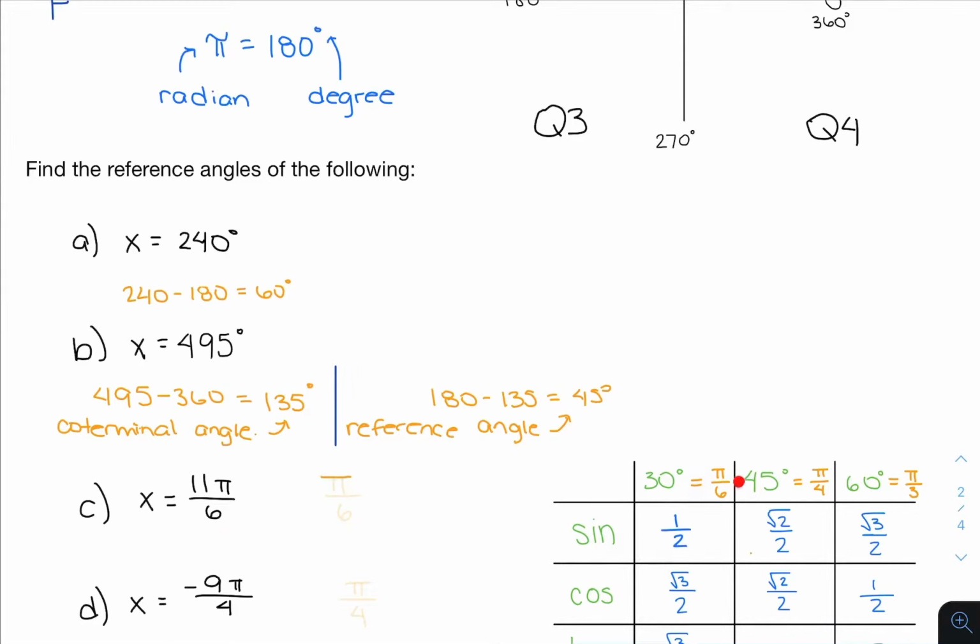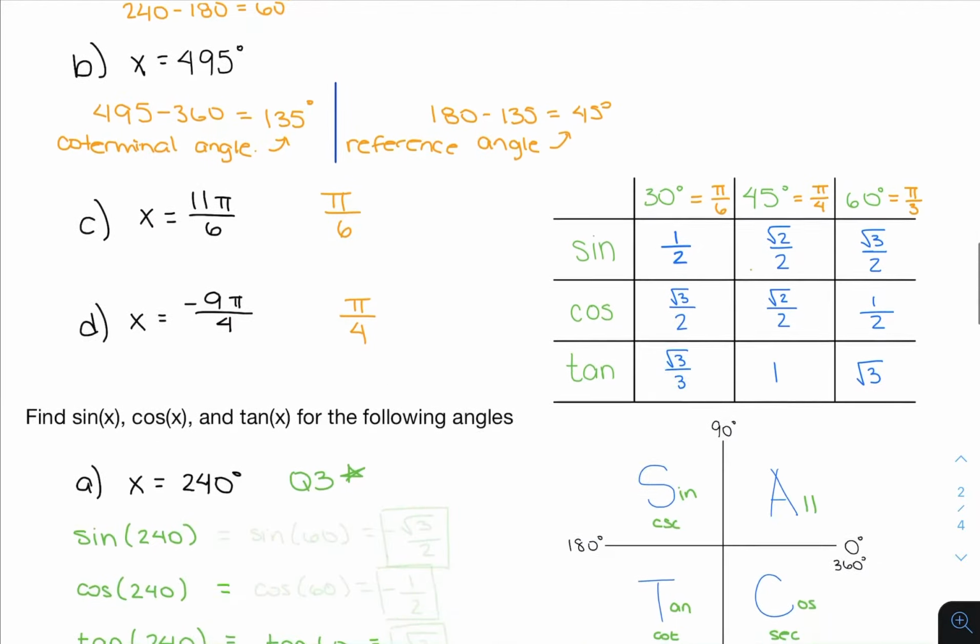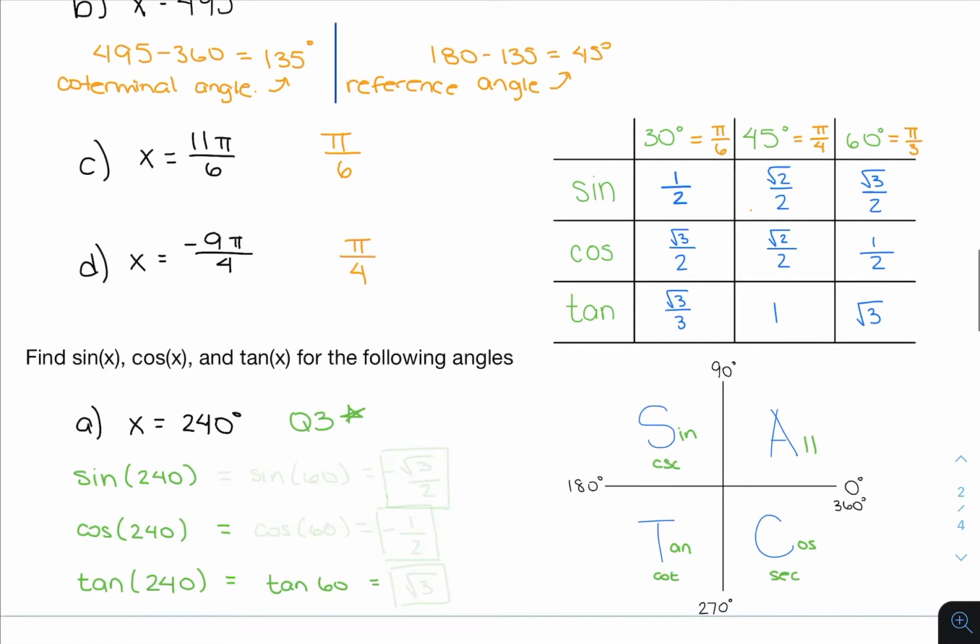And that's because 11 pi over 6 is the same thing as pi over 6 added 11 times. And one easy way to determine the reference angle whenever it's in radian form is just by looking at the denominators. So in this case, they're both 6. This means that the reference angle for negative 9 pi over 4 is just pi over 4, because again, they have the same denominator. So sine, cosine, and tangent have different signs in each of the quadrants.